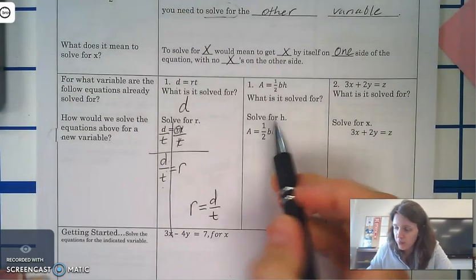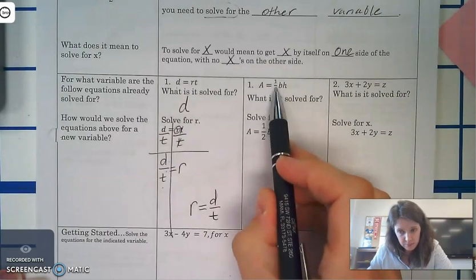All right, let's look at another one. So A is equal to 1/2 b times h.